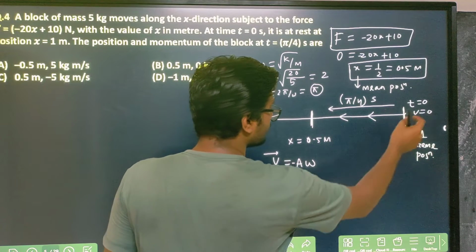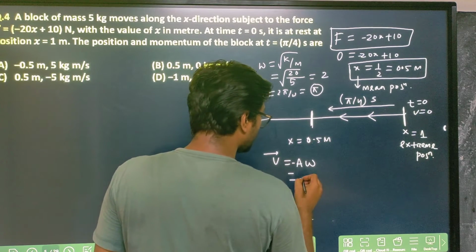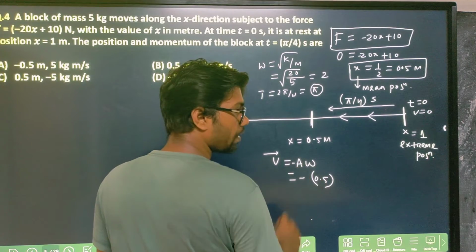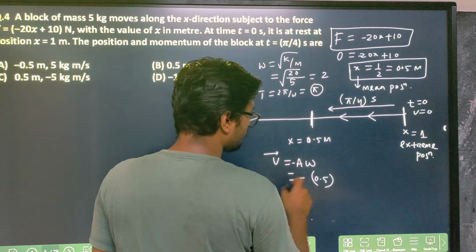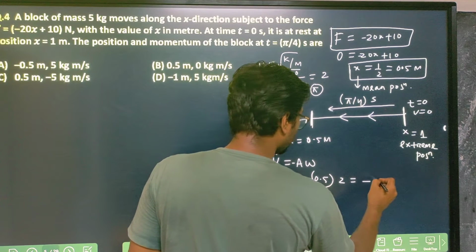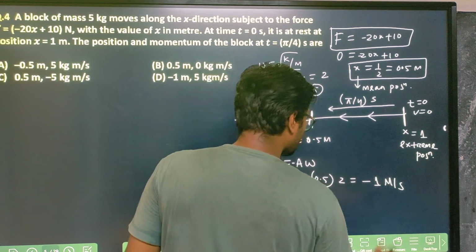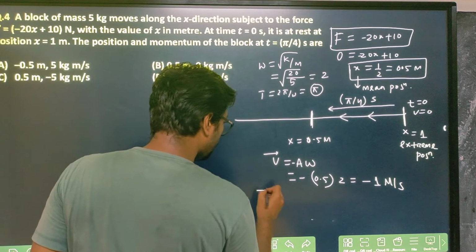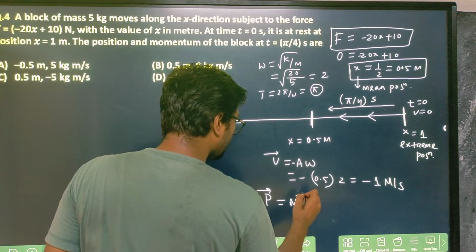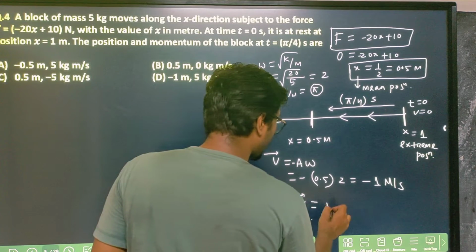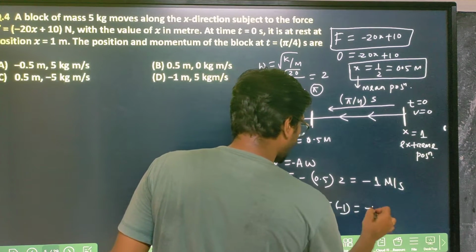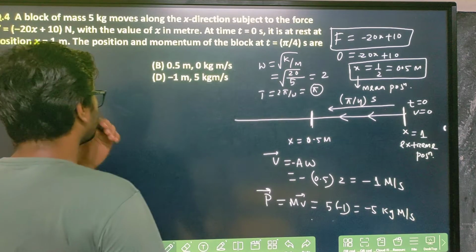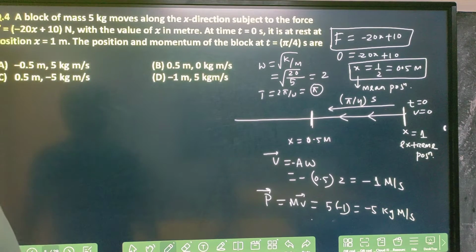Amplitude will be how much? This is 1, this is 0.5, so the amplitude will be 0.5 meter. 0.5 into omega equal to 2, so this will be minus 1 meter per second. Here is your velocity. So momentum will be basically P equal to m into v, right? Mass is 5, v is minus 1, so that will be minus 5 kg meter per second. This will become your momentum.